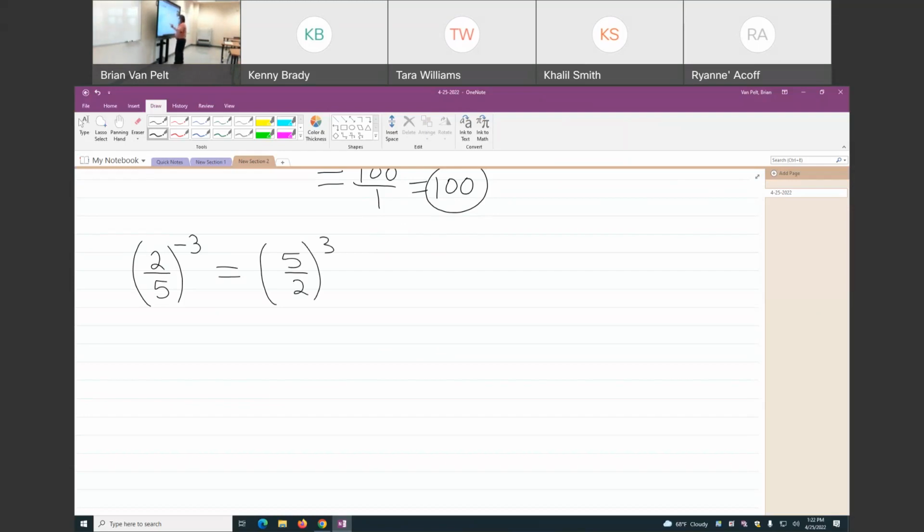Like that. Now, it's easy, you can do 5 raised to the third power, divided by 2 raised to the third power. You know what 5 to the third is? 125 it is, and 2 to the third? 8.